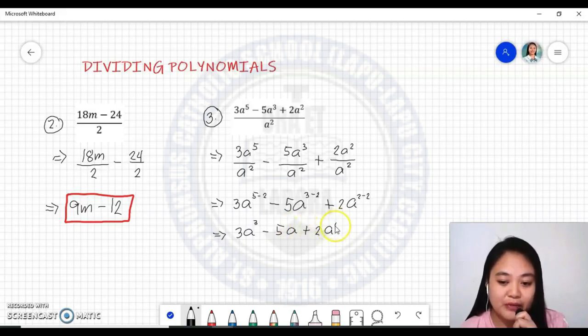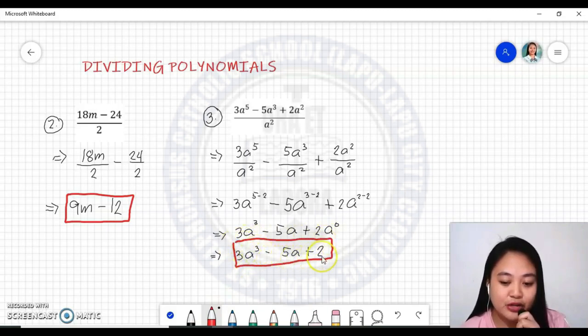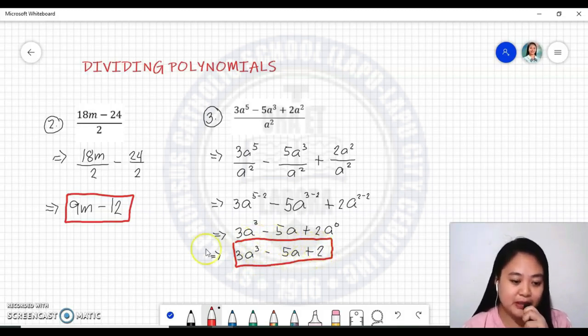2a to the power of 0. According to the laws of exponent, any base raised to the power of 0, the answer is 1. So it will be 2 times 1, that is 2. So your final answer is 3a cubed minus 5a plus 2. That's all for division of polynomials. Thank you.